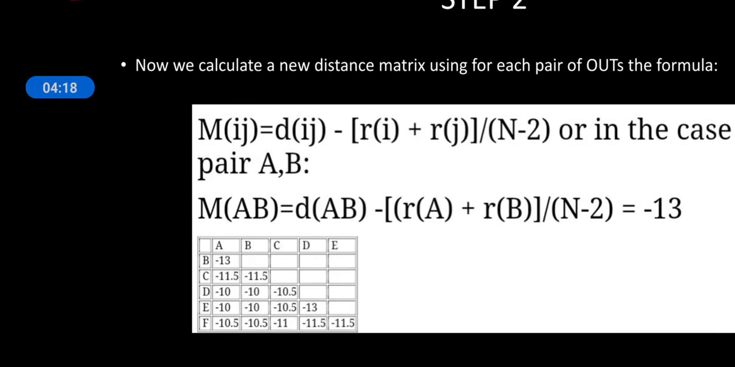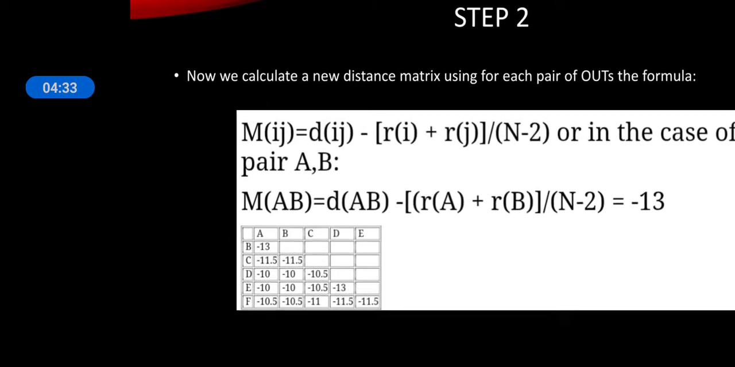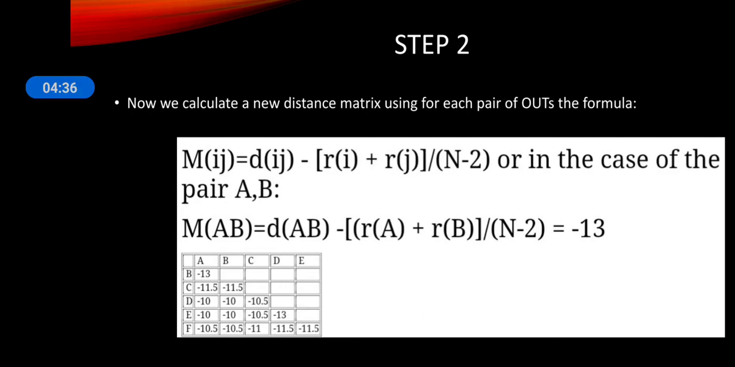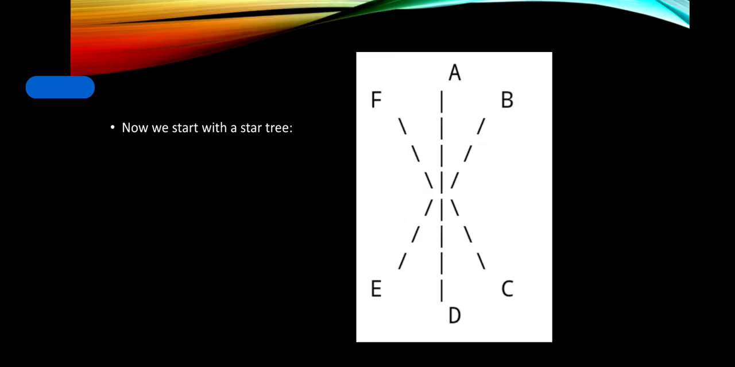If I am calculating from A to C, I have to calculate the branch length of A to C minus R of A plus R of C, whole divided by n minus 2. Here we have already said that you can get negative values. It is okay to get negative values. Then you calculate for all the other groups, and then you will make a star tree based on this data. So here we will make a star tree.